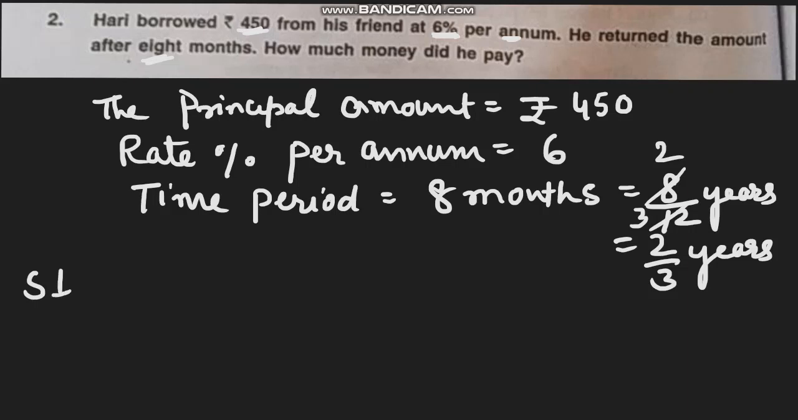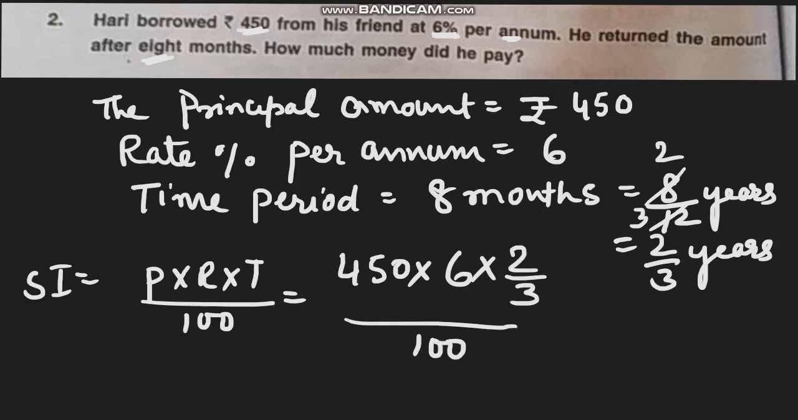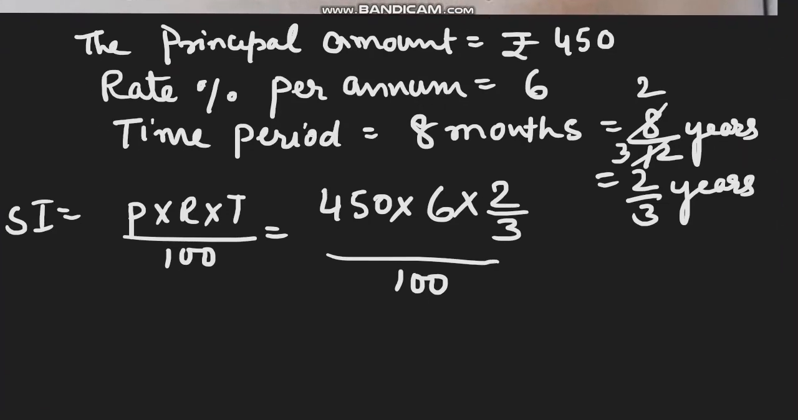Now see here, simple interest will be equal to P into R into T by 100. Now substitute the values of P, R and T. How much is P? P कितना था? Principal amount 450. Rate कितना था? 6%. Time 2 by 3 divided by 100. Okay. Now see what we can do here. This 1 0 will get cancelled with 1 0 in the numerator. Now 3 1s are 3 and 3 2s are 6.